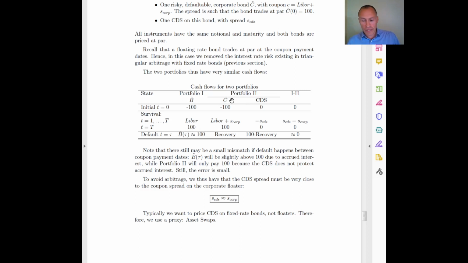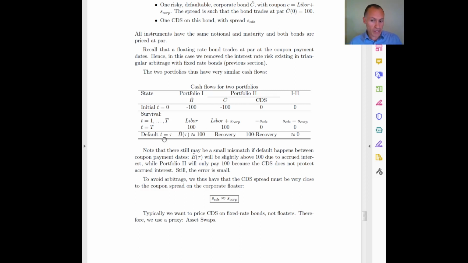Portfolio 2, like before, is the floater, the corporate floater. So I pay face value here, then I get LIBOR plus the spread every period, face value at maturity. The CDS, exactly like before, I pay the CDS premium every period. So now if I do the difference between the two, I get this expression here, the difference between the CDS and the spread of the corporate bond. Okay. Now what happens in default?